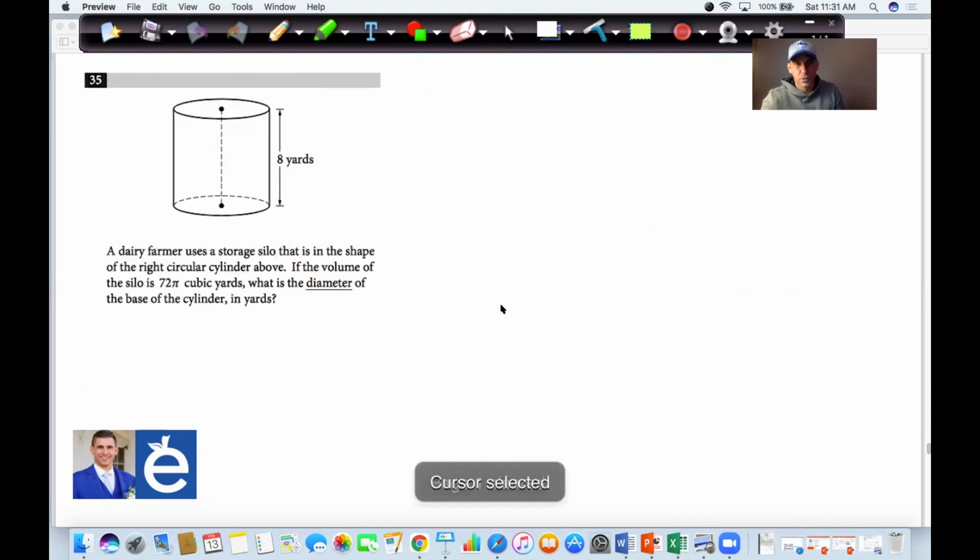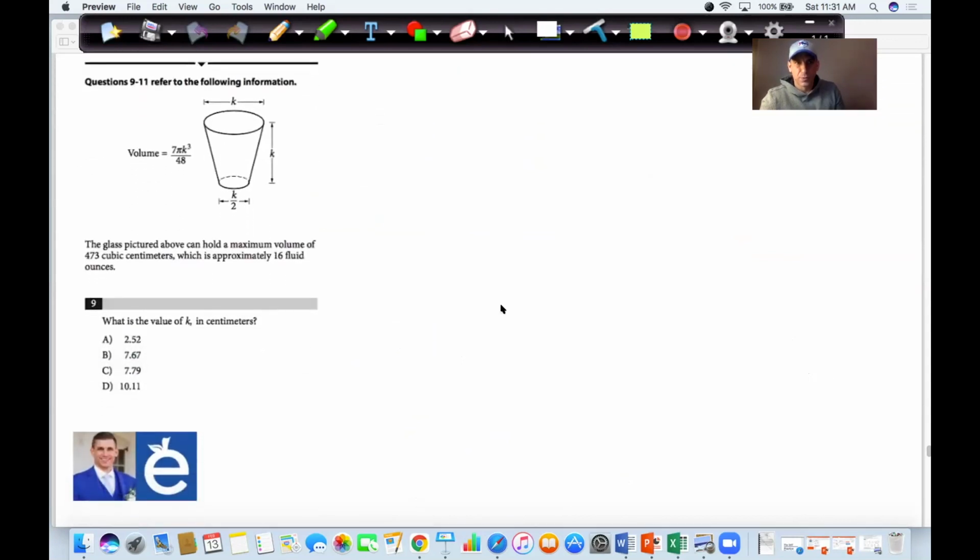Let's do this one here, where you have another volume, another cylinder. They love cylinders, by the way. It says a glass pictured above can hold a maximum volume of 473 cubic centimeters, which is approximately 16 fluid ounces. One thing I noticed is they're giving me 2 units here. I see, because this question was originally for multiple questions. So that's the reason why they're giving you more than what is needed.